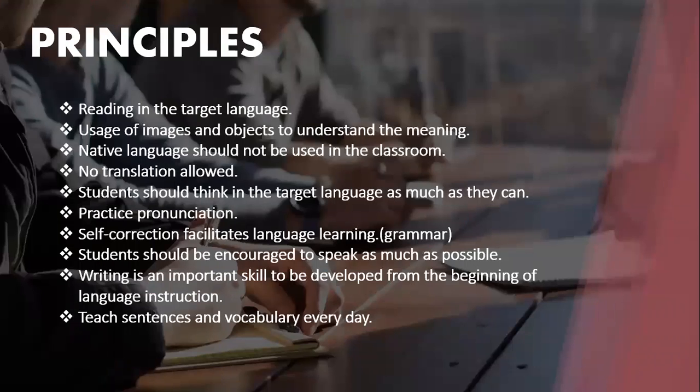Now talking about the principles, there are 10. The first one is reading in the target language, then usage of images and objects to understand the meaning. Then the native language should not be used in the classroom. Translation is not allowed. The students should think in the target language as much as they can. They should practice pronunciation and self-correction.